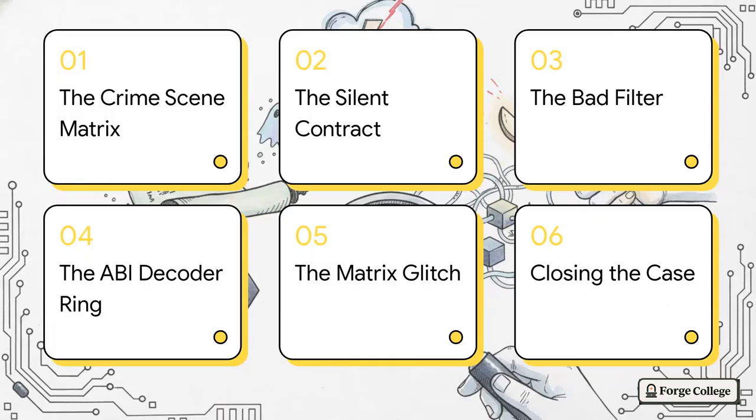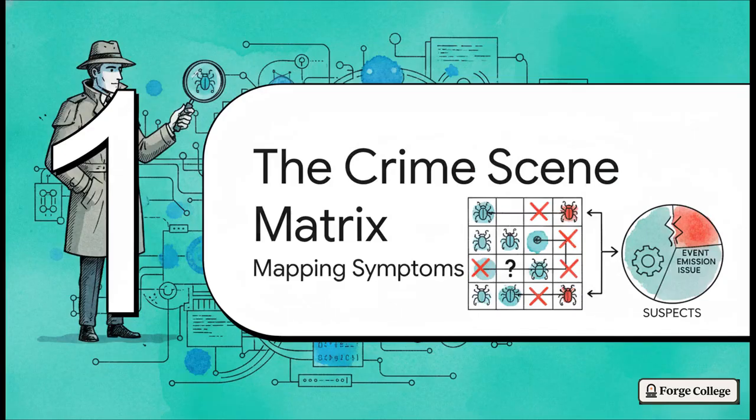To crack this case, we've laid out a solid investigation plan. We'll start by mapping out the crime scene matrix, and then we're bringing in our four main suspects. We've got the silent contract, the bad filter, the ABI decoder ring, and finally, the matrix glitch. After we interrogate them all, we'll wrap up and officially close the case. Let's dive in. Okay, kicking things off with Section 1, the crime scene matrix.